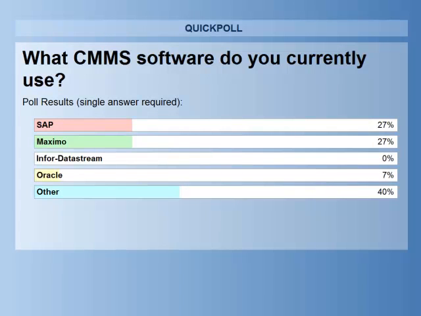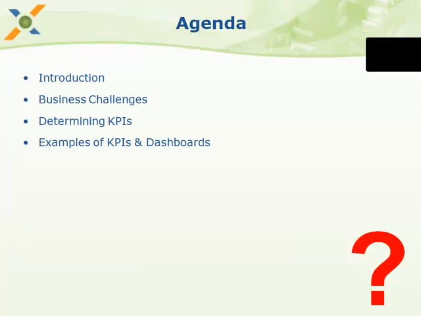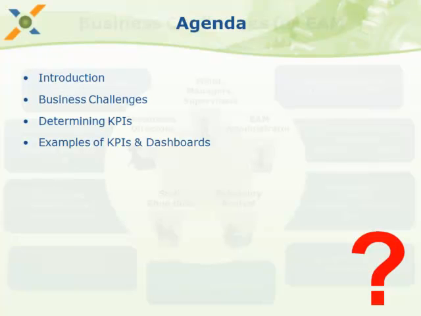All right, Sunil, it looks like 40% is coming in at other. We've got a tie at 27%, both saying SAP and Maximo. 7% is saying Oracle, and no one is coming in at Infor or DataStream. All right, good to know what people are using.